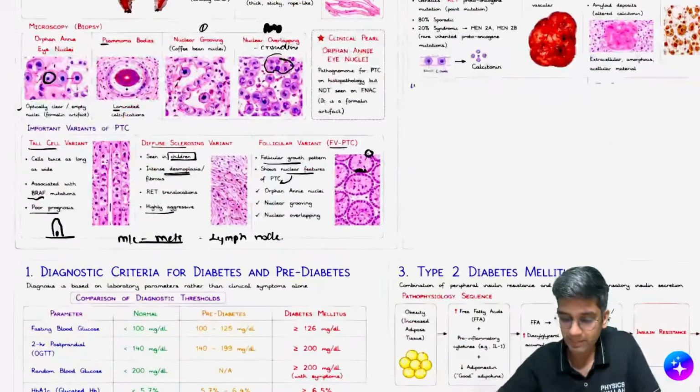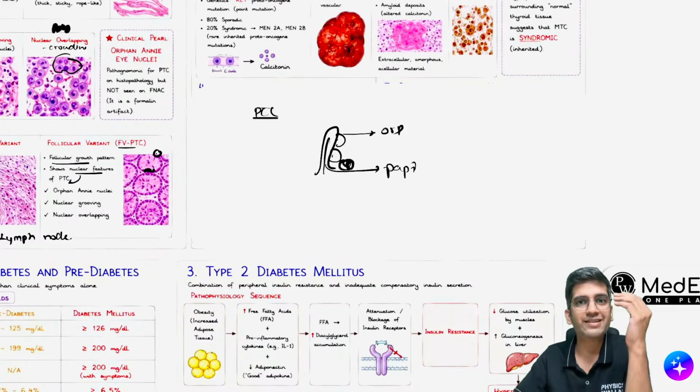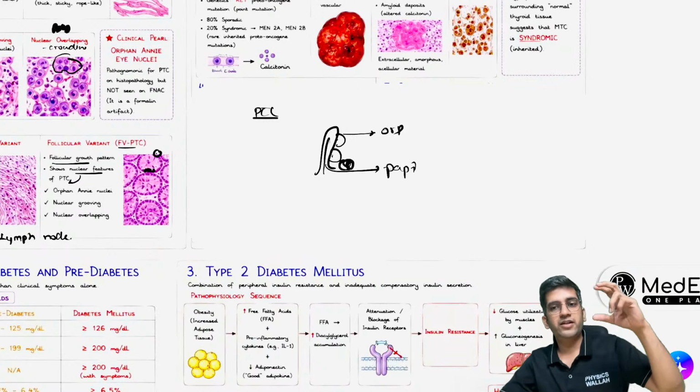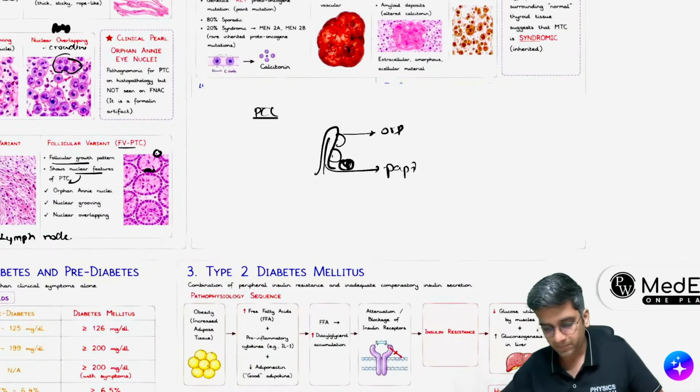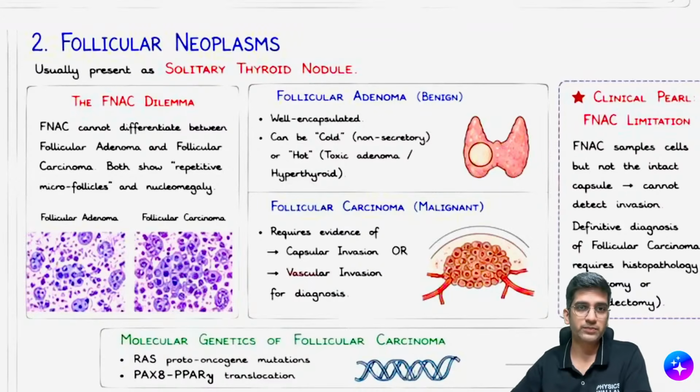But I'll be more than happy if you have a PTC, if you say that, okay, there's a papillae here with clear nuclei, draw it as an Orphan Annie and put a papillae with a fibrovascular core and maybe some concretions here like calcification. It's much easier to catch, rather than reading a theory, it's much easier to catch. That's all. Fine. Okay, let's go to the next one, which is follicular carcinoma.